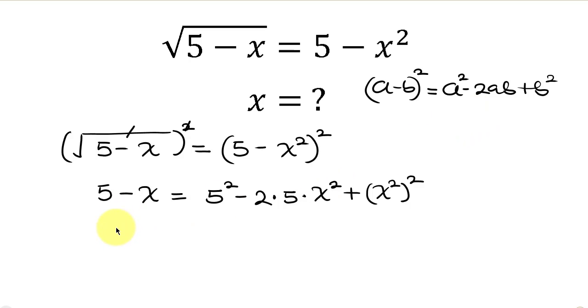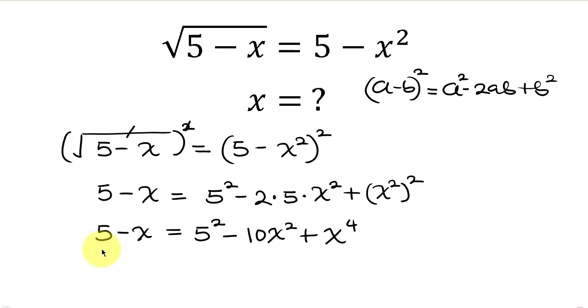And then simplifying further, we have 5 minus x to be equal to, I'm going to be leaving this like this, so 5 squared minus 2 times 5 times x squared is 10x squared. And then plus x squared to the power of 2. Remember, from indices, powers multiply, so 2 times 2 gives 4. So I have x to the 4th.